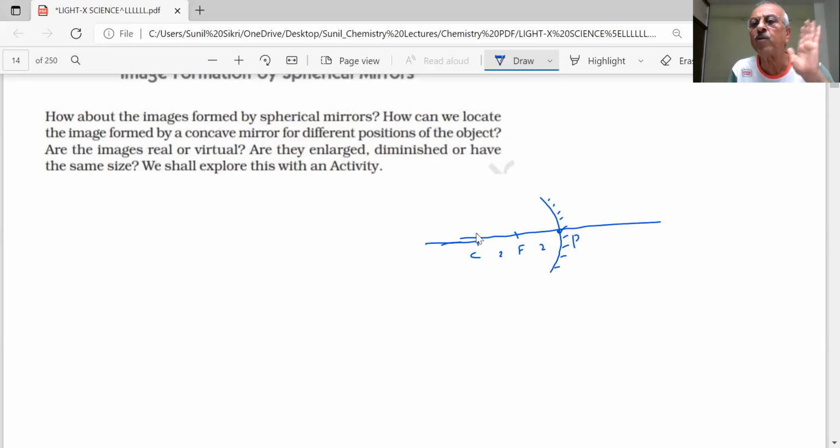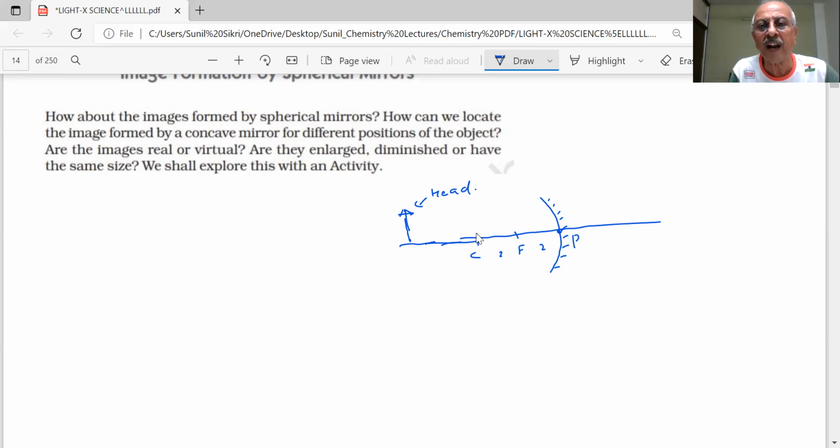Now let us take an object. You can stand yourself before a mirror, but you are big. We will take some objects like this. Supposing this is my object, students. When I take an object, I am using an arrow, as you can see. This is the head of the object, and this is the bottom, the tail of the object.